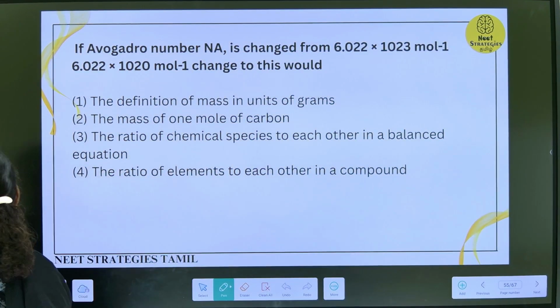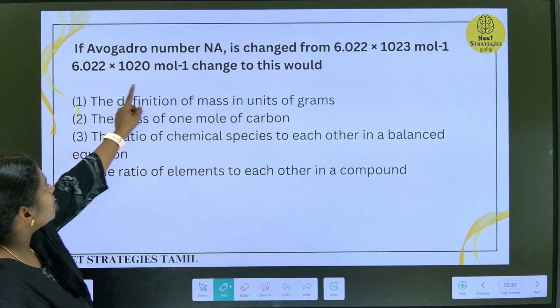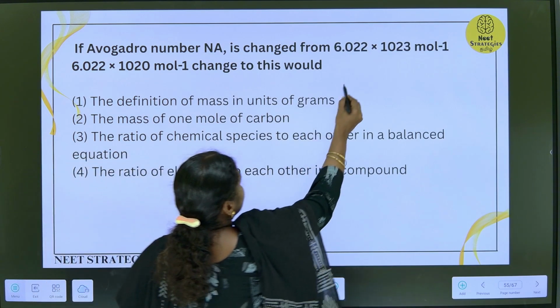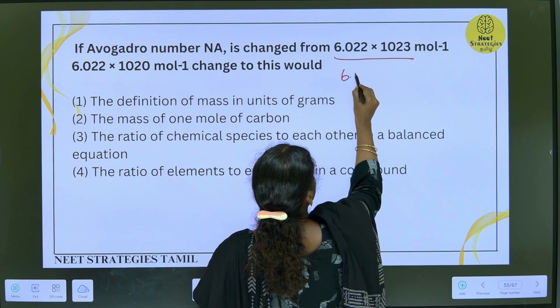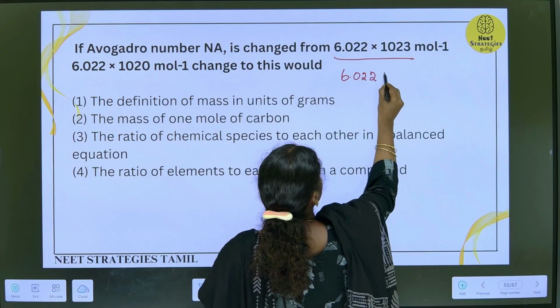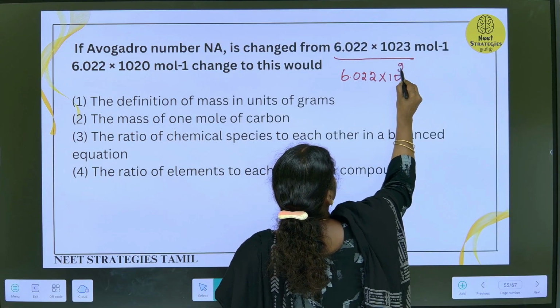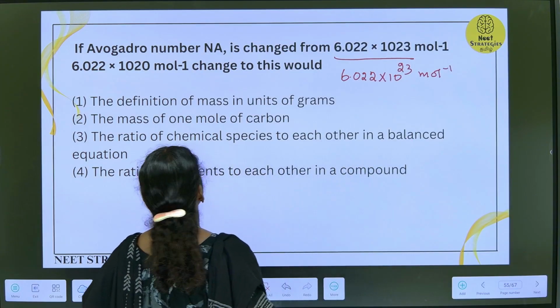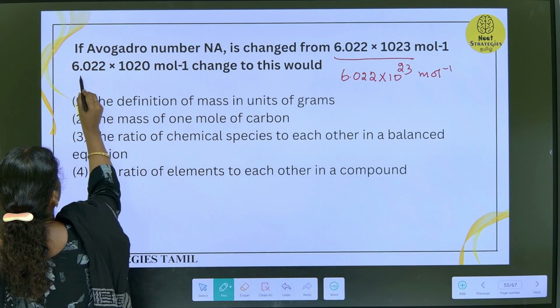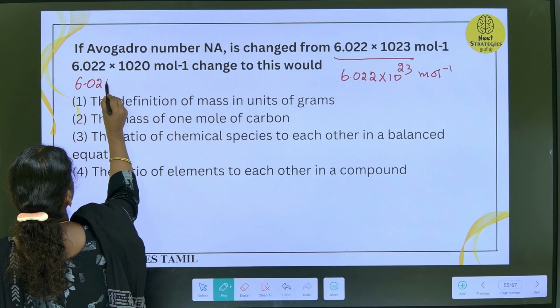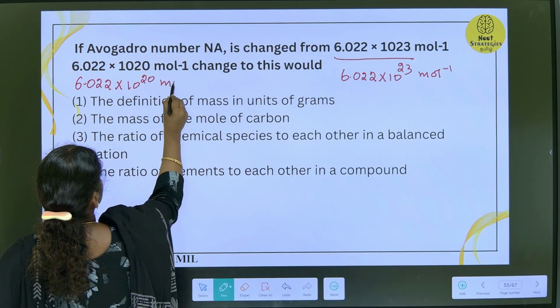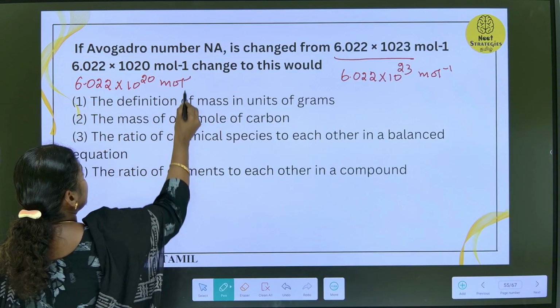If Avogadro number Na is changed from 6.022 × 10^23 mol⁻¹ to 6.022 × 10^20 mol⁻¹, okay, mole inverse.